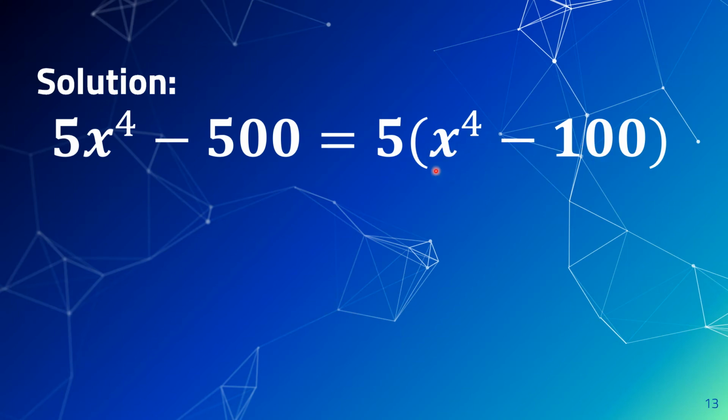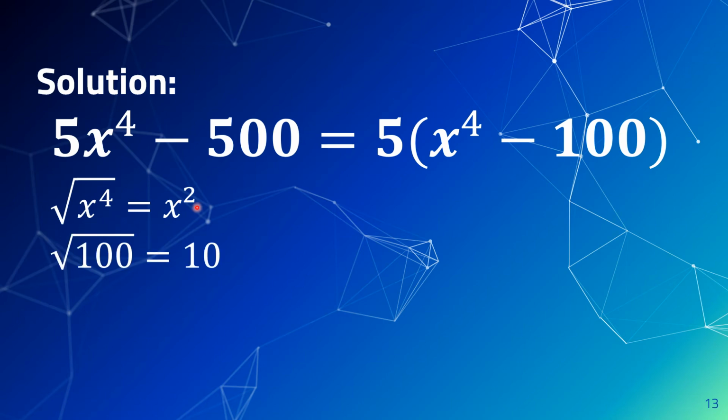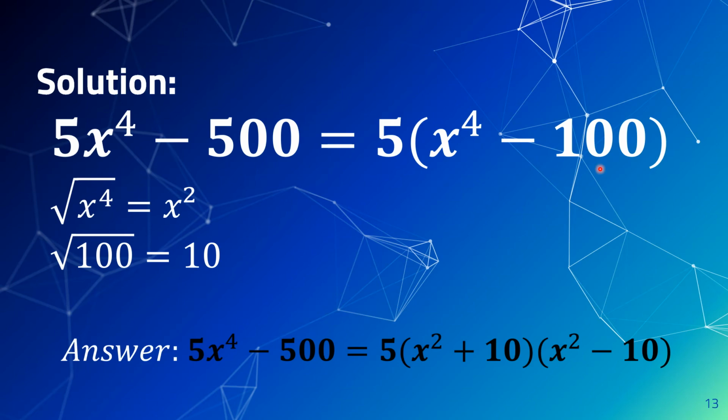So you can simply get the square root of x raised to 4 and 100. And that is x squared, the square root of x raised to 4, then the square root of 100 is 10. Okay, so by getting the factored form of the term inside the parentheses, you have there the complete factored form of 5x raised to 4 minus 500, and that is 5 times the quantity x squared plus 10, the sum of the two terms, times the quantity x squared minus 10, the difference of the two terms.